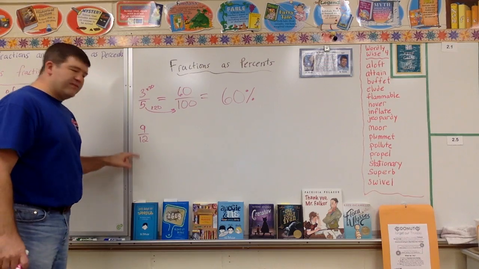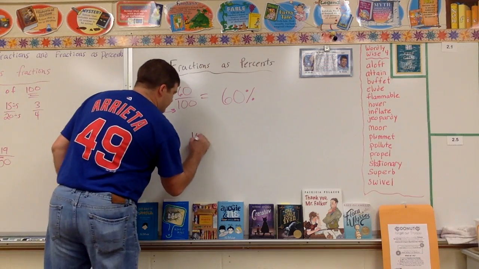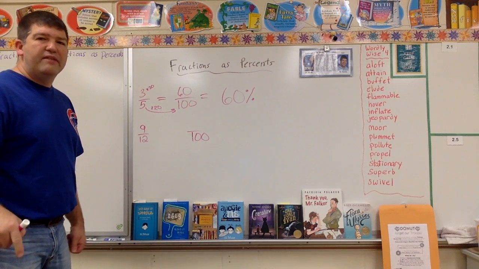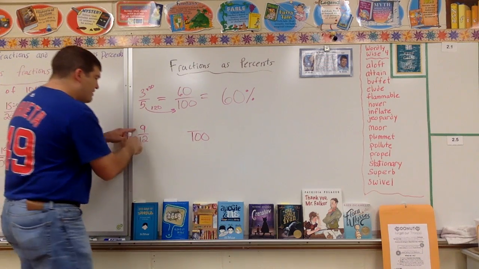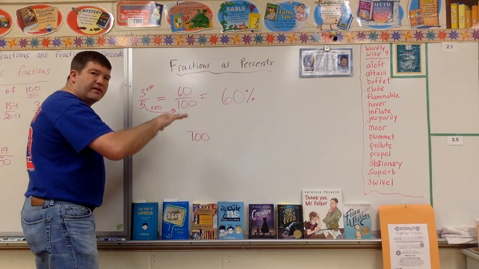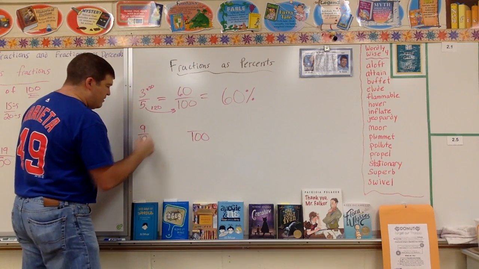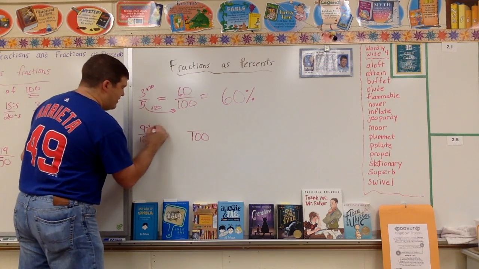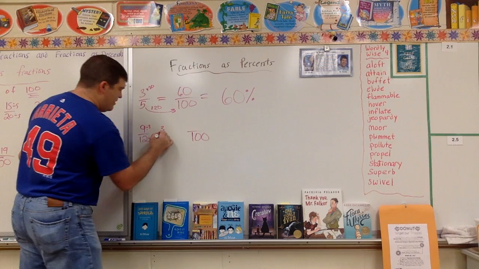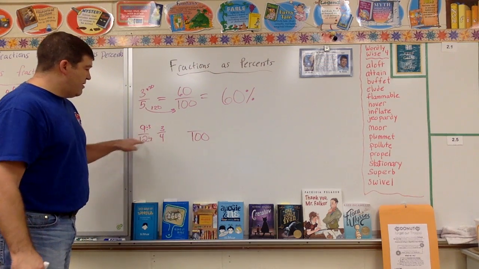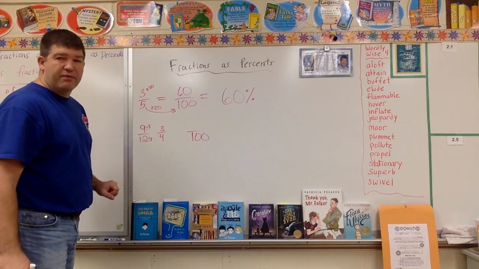Let's do this, 9/12. I want to get to 100. This 12 doesn't go into 100 evenly. So I want to break this number down. I'm going to go smaller to see if I can go bigger. I know that 9 and 12, I could divide each by 3. That gets me 3, and that gets me 4. Now I have 4. This is the same number. 9/12 is the same as 3/4.